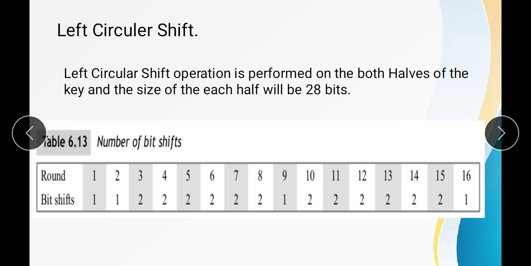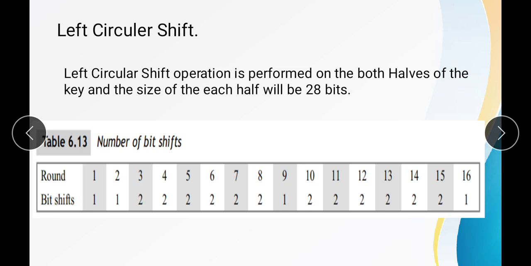But for the first round we have to perform only a one-bit shift, which means only one bit will be shifted towards the left side. This is the left circular shift. In the second round, again only one bit. In the third round we will shift 2 bits. Fourth round 2 bits, fifth round 2 bits, sixth round 2 bits, and so on. In the same way, in the first, second, 9th and 16th rounds only one bit will be shifted towards the left, and in the rest of the rounds we apply 2 bits to be shifted towards the left.